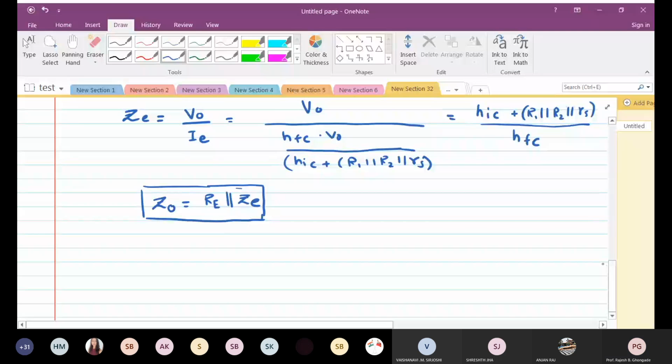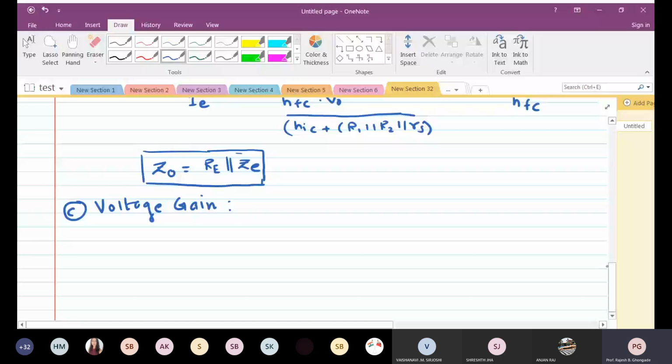Generally speaking, this ZE, you can see, we'll talk about it later. First, we'll complete the voltage gain. So next is the voltage gain. So voltage gain AV is given as the output voltage by input voltage.